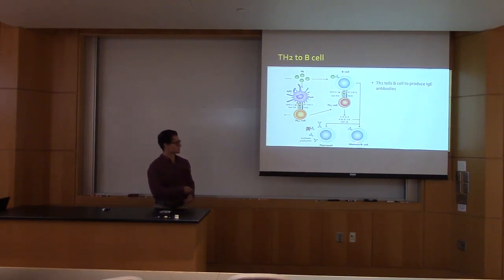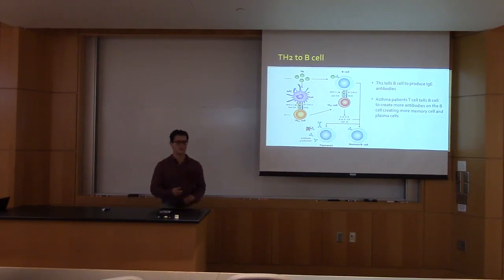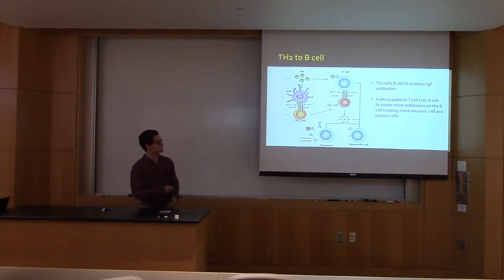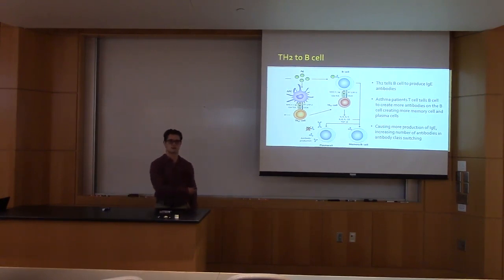antigens, creating multiple B cells with the same antigens called memory B cells, which then facilitate antibody production and also antibody class switching. So with asthmatic patients, their Th2 helper cells tell the B cell to replicate and duplicate more B cells to facilitate the clearance of that antigen and more plasma cells, causing the production of IgE to increase, as well as the number of antibodies that are going to be facilitated within the antibody class switching.